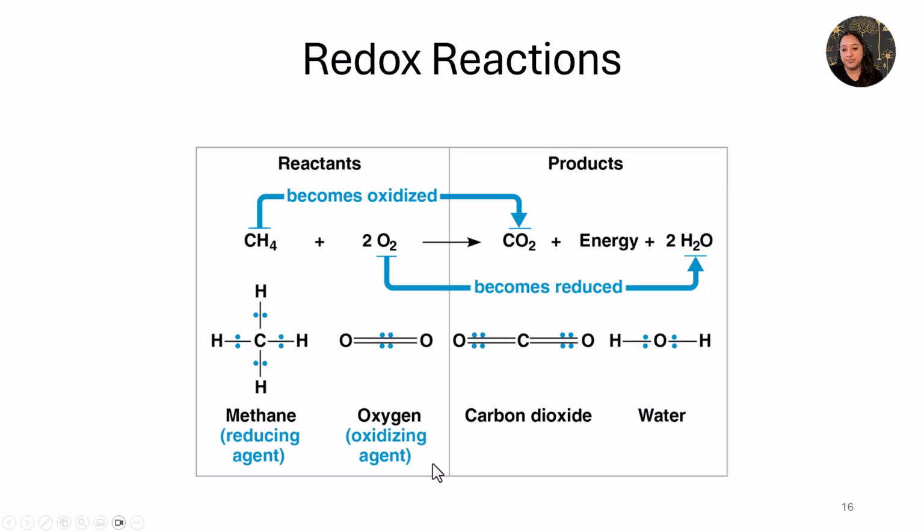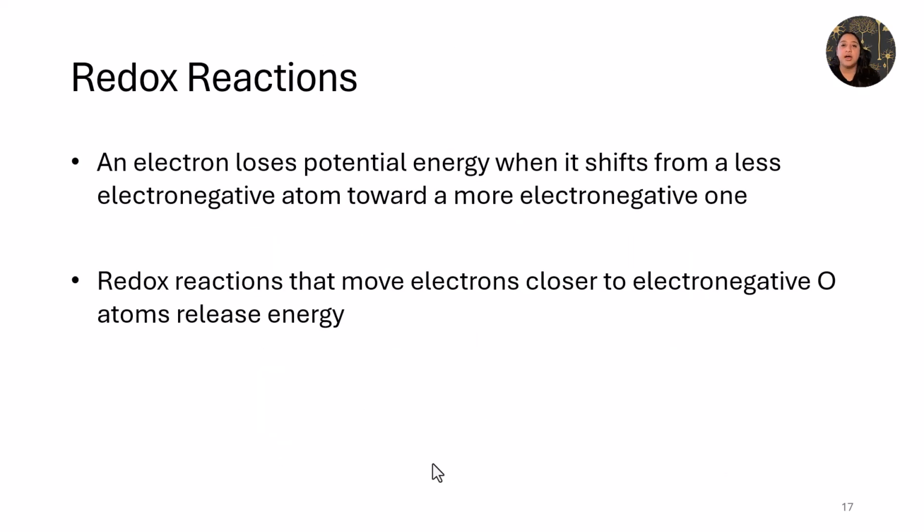So again, I recommend drawing things out and hammering it out. I know redox reactions are very challenging and it just takes work. You can get it. Just figure out what works for you. An electron loses potential energy when it shifts from a less electronegative atom toward a more electronegative one. And so redox reactions that move electrons closer to the electronegative oxygen atoms release energy.